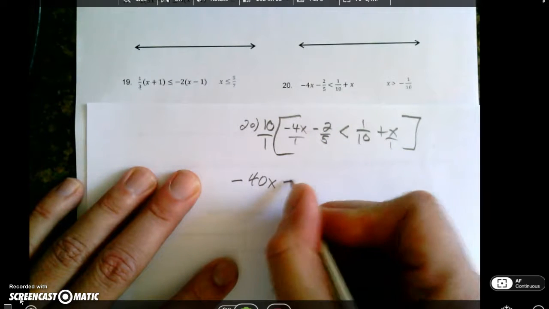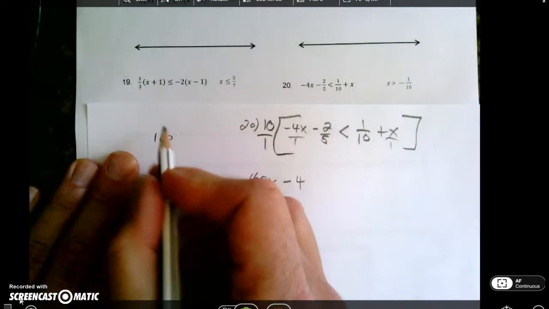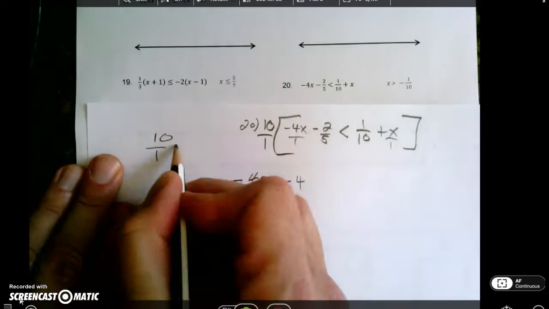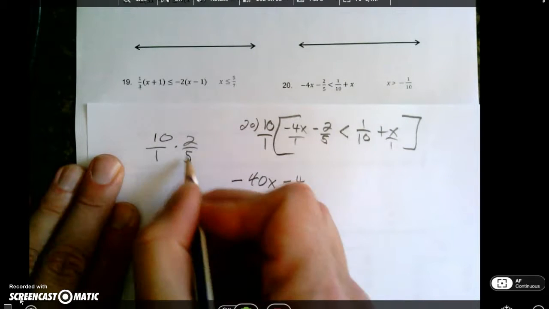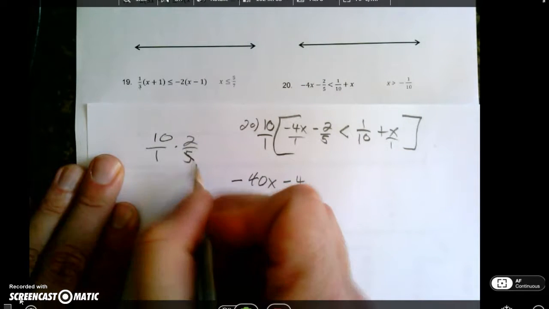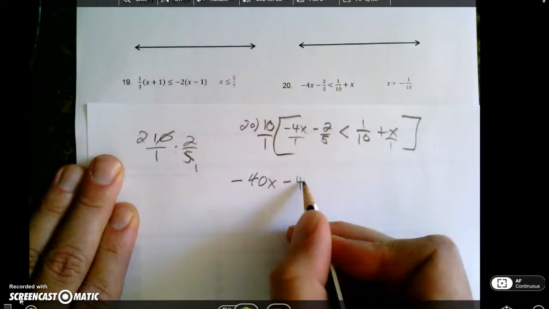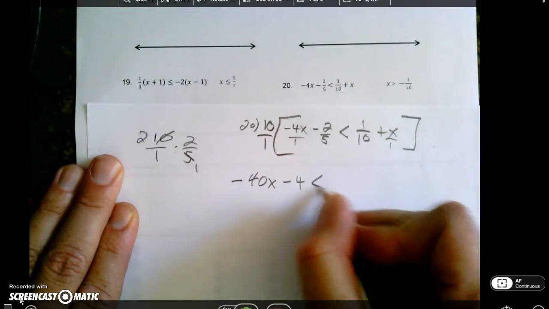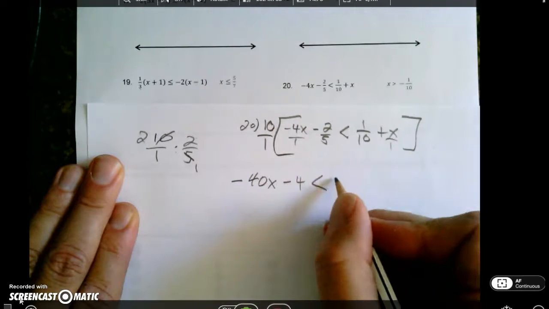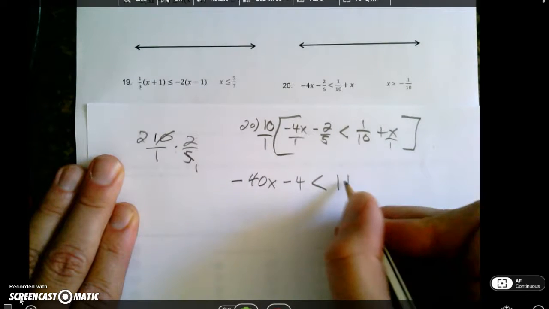What we're really doing is this, 10 over 1 times 2 over 5. So we're really doing this, and 2 times 2 is 4, and that's where that comes from. And the minus is that. Less than 1/10 and 10/1 simplify to 1, plus 10 times x is 10x.